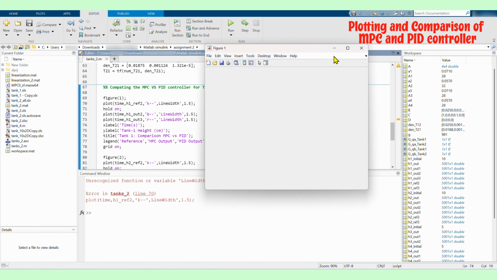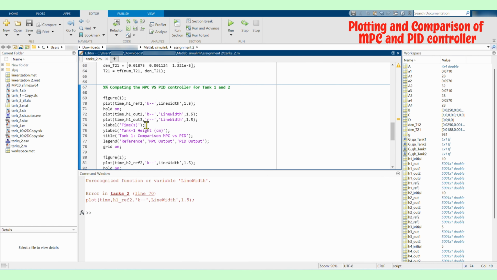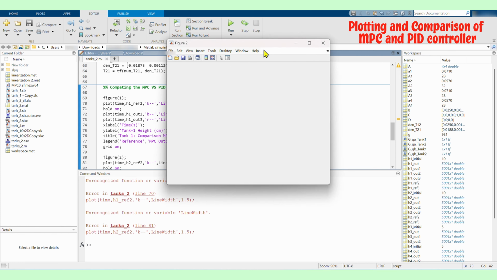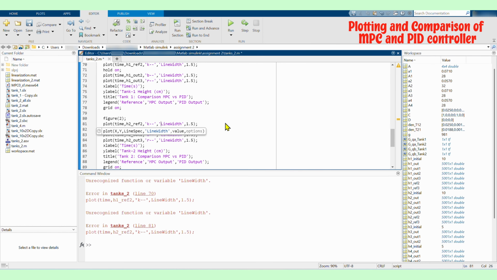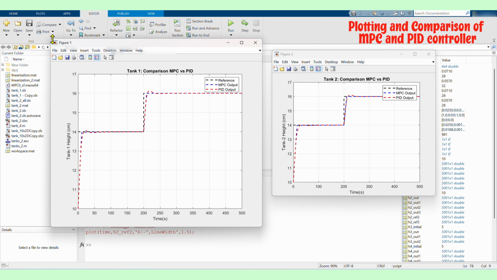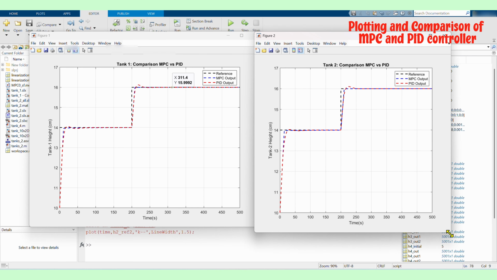Both of the controllers are able to control the level of the tank successfully, but if we have to compare, the MPC controller is more accurate at tracking the set points, with less overshoot and lower settling time than the PID controller.